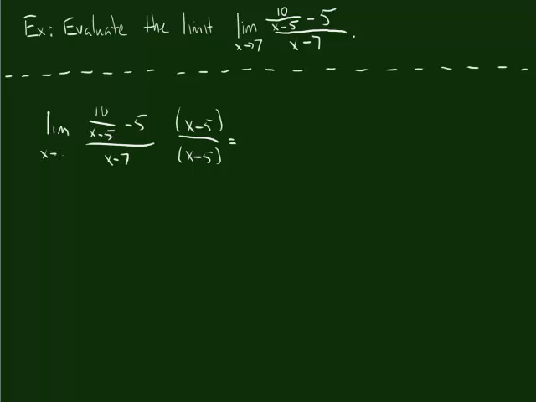So here we go. When we multiply by this x minus 5, remember we are distributing the x minus 5 to both terms here. So the x minus 5 in the numerator cancels with the x minus 5 in the denominator here, leaving us with just 10. And the x minus 5 is multiplied by 5 to leave us with 5x minus 25. So there's the numerator taken care of for us.